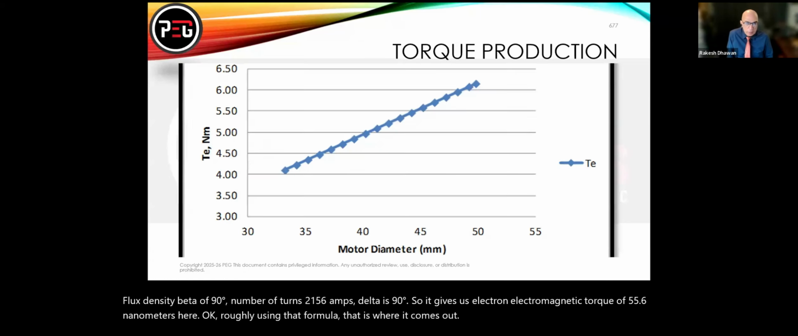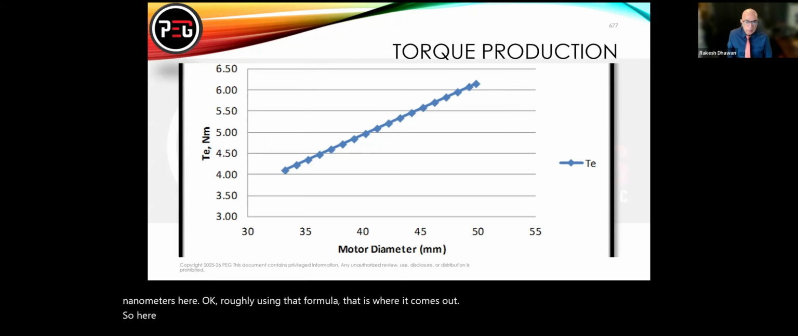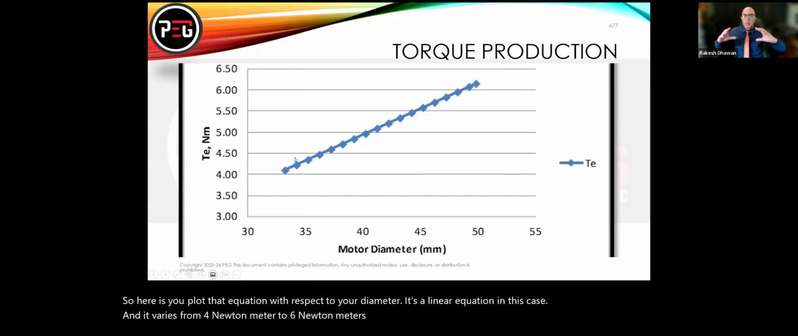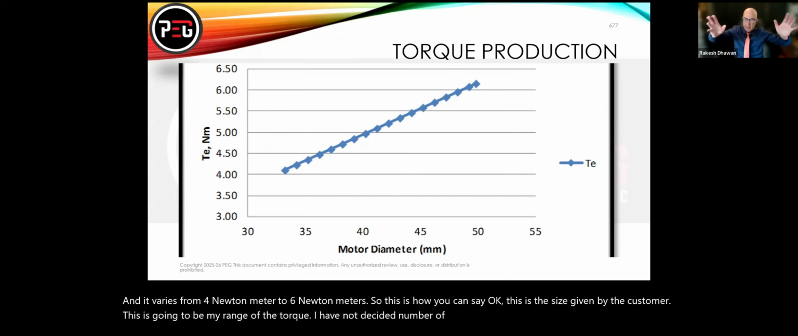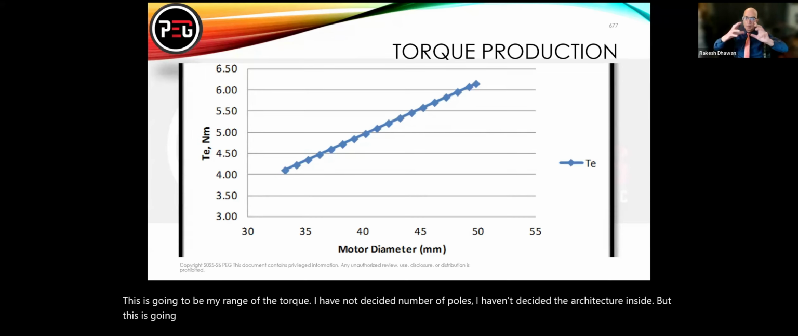So here, you plot that equation with respect to your diameter. It's a linear equation in this case, and it varies from 4 Newton-meter to 6 Newton-meter. So this is how you can say, okay, this is the size given by the customer, this is going to be my range of the torque. I have not decided the number of poles. I haven't decided the architecture inside, but this is going to hold true based on just the general dimensions of the motor.